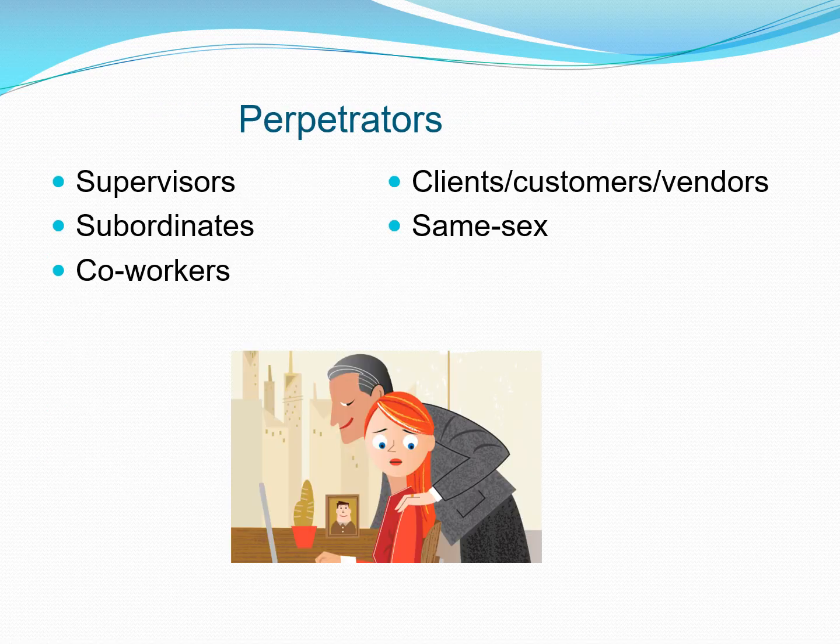So who are the perpetrators? These are supervisors, subordinates, coworkers, clients, even customers and vendors, and those of the same sex. So in the picture that you see here, there's a man that is touching the woman's shoulder. She looks concerned on why he is doing so. And I think that is one of the most common of the perpetrators, where we see a man being the perpetrator towards a woman. But remember, it can also be a woman to a man, or woman to woman, or man to man. Okay, so even those of the same sex.